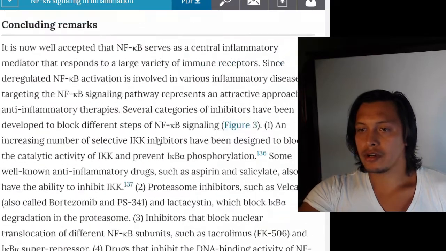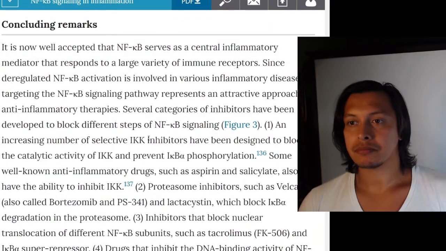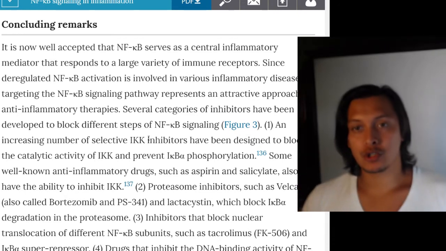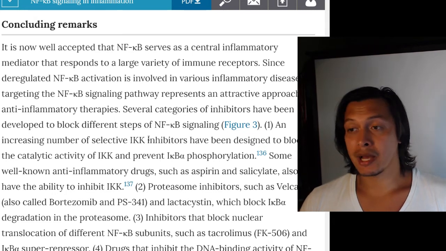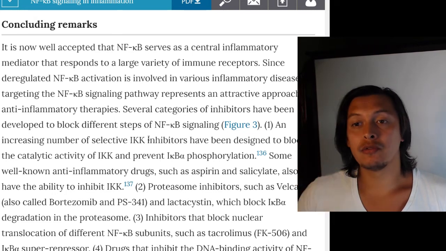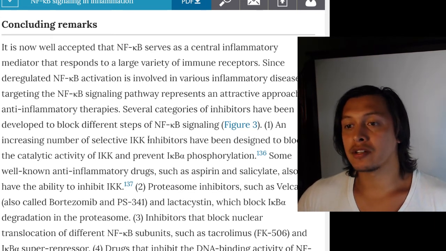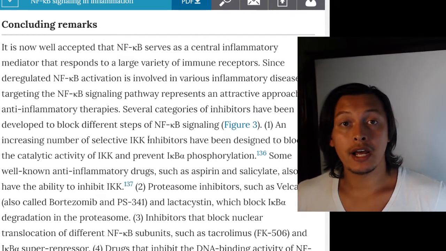Good. So, the concluding remarks. It is now well accepted that nuclear factor kappa B serves as a central inflammatory mediator that responds to a large variety of immune receptors. Since deregulated nuclear factor kappa B activation is involved in various inflammatory diseases, targeting the nuclear factor kappa B signaling pathway represents an attractive approach for anti-inflammatory therapies.